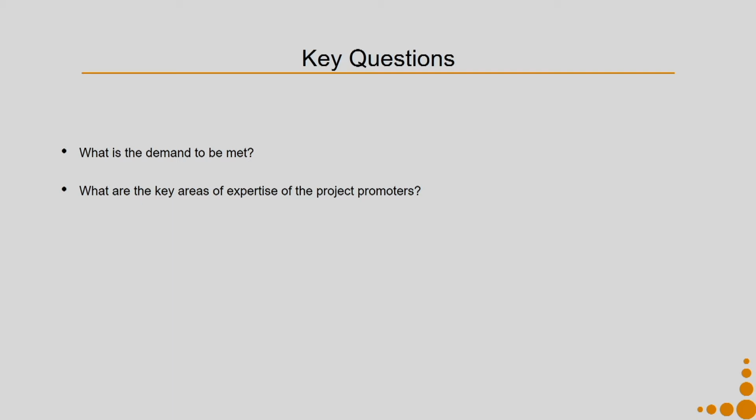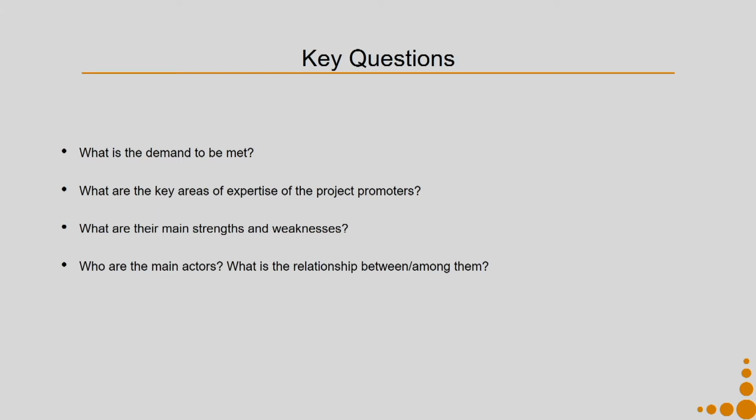What are the key areas of expertise of the project promoters? What are their main strengths and weaknesses? Who are the main actors? What is the relationship between or among them? Say for example, Fresh is only involved in purification of water, but it does not own the bottling plant. The bottling plant is owned by some other company. So, the two main actors in this case are the bottling company and Fresh.